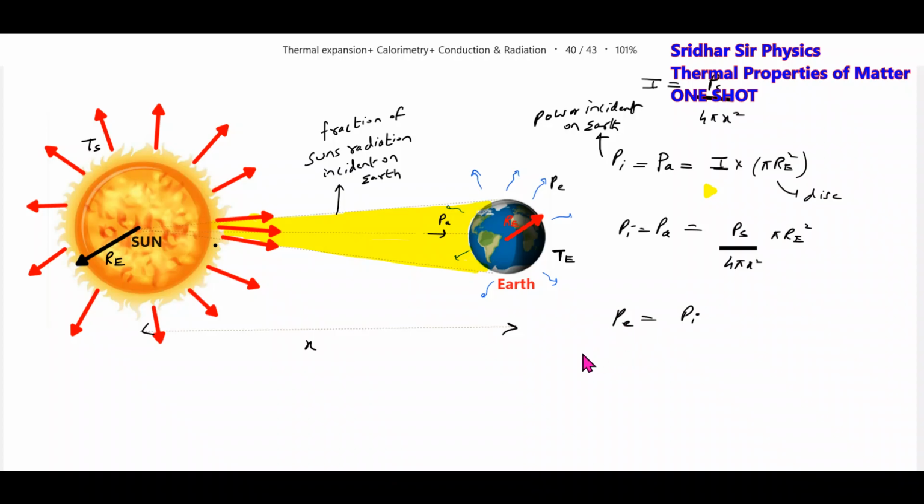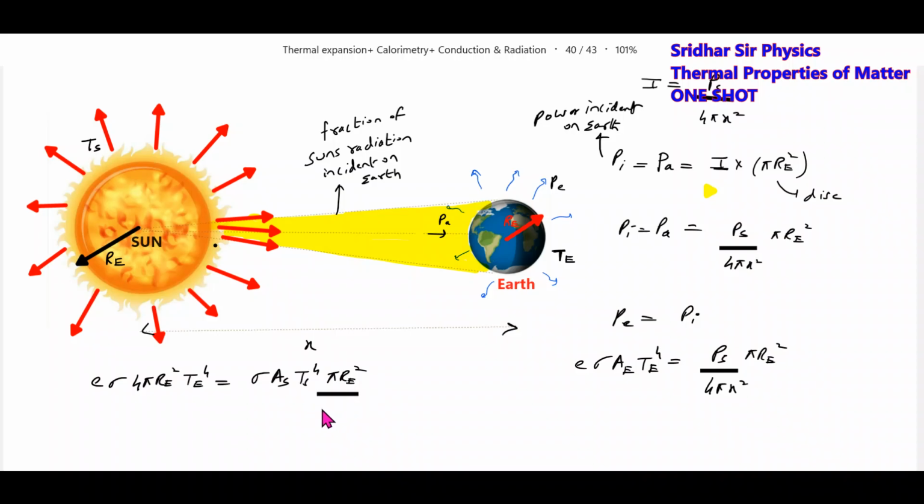Power emitted by earth from Stefan's law: emissivity of earth, sigma, surface area of the earth, times temperature of the earth, Te to the power of 4. Power incident, PS 4 pi x square pi RE square. Now this will become E sigma, 4 pi RE square, Te to the power of 4. Power radiated by the sun from Stefan's law: sigma, area of cross section of sun, Ts to the power of 4, pi RE square by 4 pi x square.